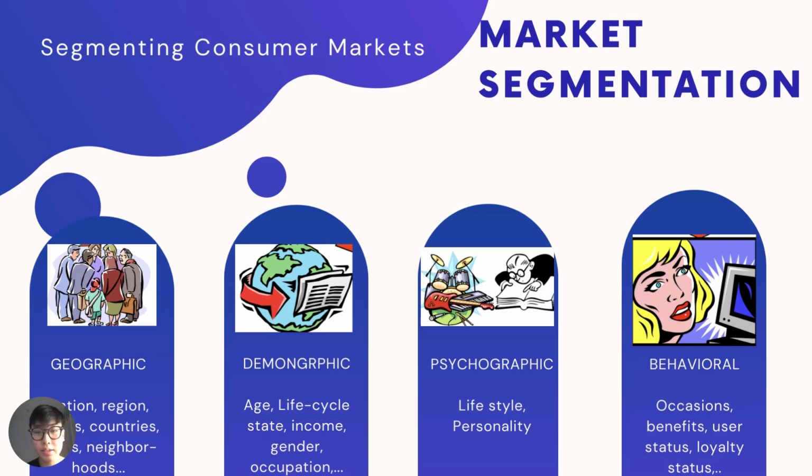Next is psychographic segmentation, which divides buyers into different segments based on lifestyle or personality characteristics. People in the same demographic group can have very different psychographic characteristics. And the final, very important one of segmenting consumer markets is behavioral segmentation. It divides buyers into segments based on their knowledge, attitude, use, or response to a product. Many marketers believe that behavior variables are the best starting point for building market segments.